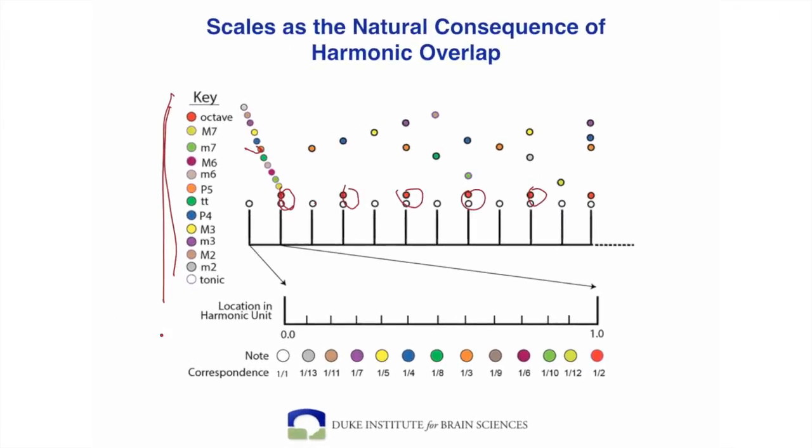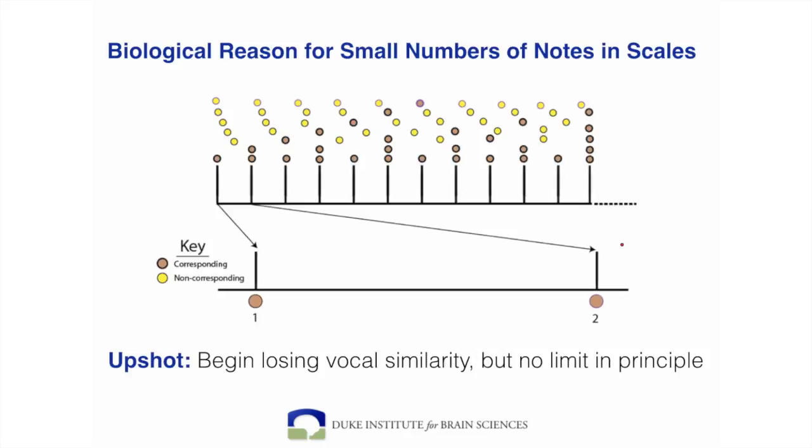So what does this mean with respect to the question of why it is that we have a relatively small number of tones in the scales that are popularly used, 5 intervals, 7 intervals, and so on? So the reason is that as you introduce other intervals, you begin to introduce harmonics that don't overlap with any of the harmonics in the tonic. So let's look at this.